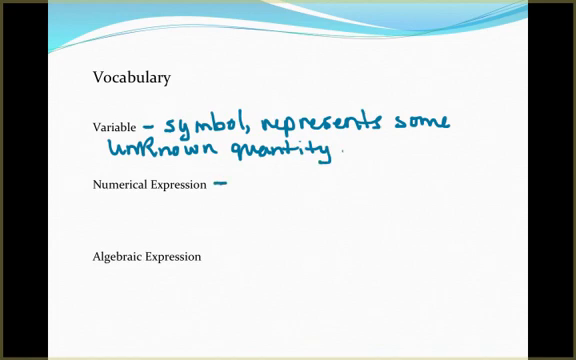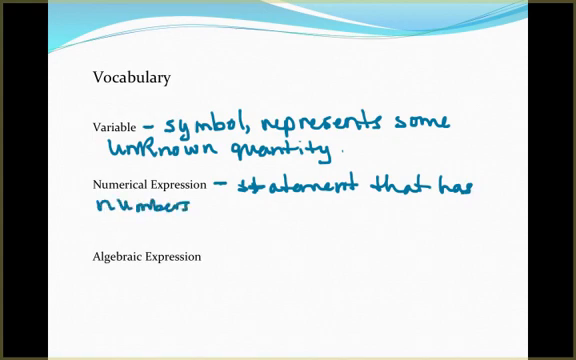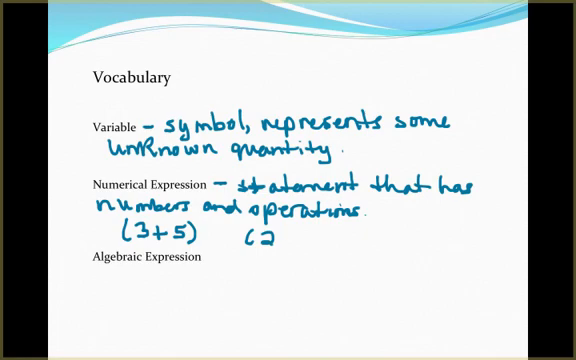Now the next thing we're going to have is a numerical expression. A numerical expression is some statement. We usually are talking about a mathematical statement. So it's a statement that has only numbers and operations. So a numerical expression might be something like 3 plus 5, or 2 times 7 divided by 7.